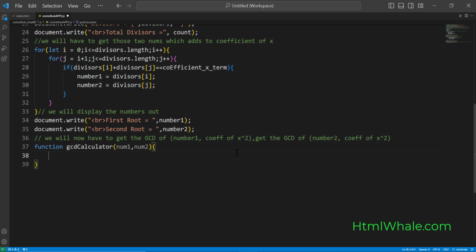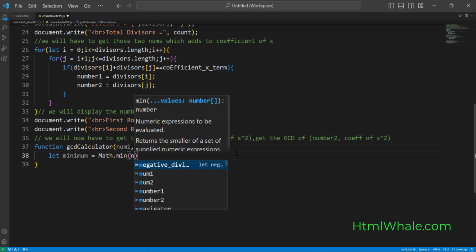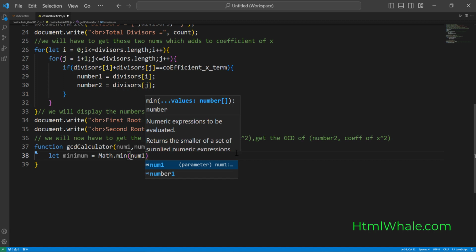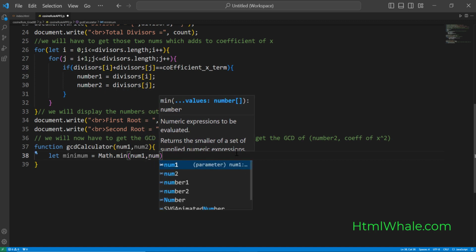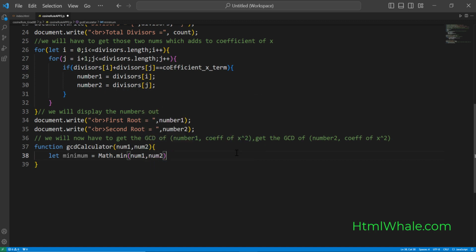I'm going to calculate the minimum. Say a variable is declared and we need to get the minimum of the first number with the quotient of x and second number with the quotient of x squared. It's not quotient of x squared. So I'm going to say number 1 comma number 2. Okay, and then let me create a variable called GCD and let it be equal to 1.